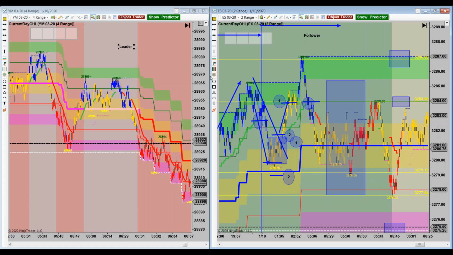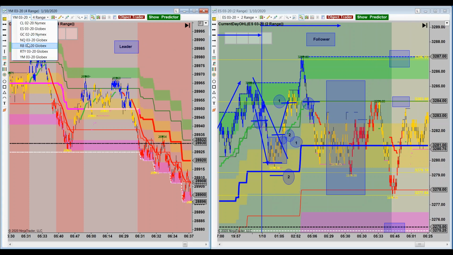ES is almost always, with a few very rare exceptions, a follower. There have been a few, but very, very rare, where ES will lead the other equity markets. So normally the leaders are as follows. NASDAQ can be a leader, and it normally is. Russell can be a leader some of the time. YM is very close to NASDAQ. We don't need to know a lot of detail on why that is. All we need to know is that it exists, and we can exploit it and use it to our advantage.